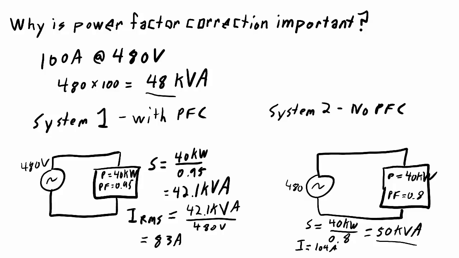So you can see that that higher apparent power is also resulting in a higher amount of current being driven to the circuit. That higher current may be the reason that this particular system is not going to work. Maybe the wires in the system are not rated to carry 104 amps, but you need that 104 amps in order to get the 40 kilowatts delivered to the load.